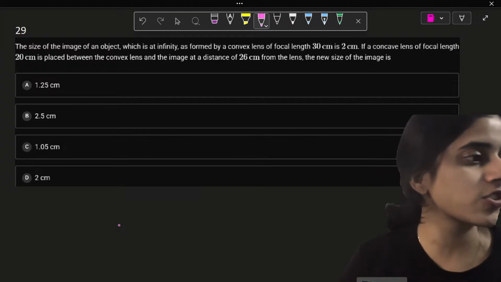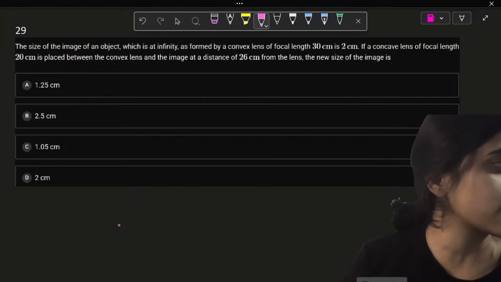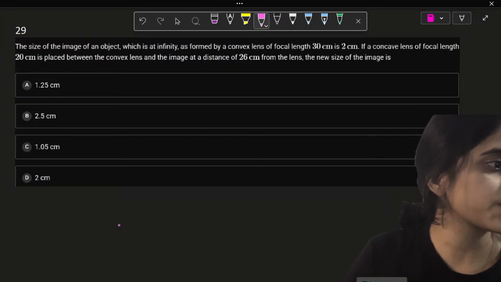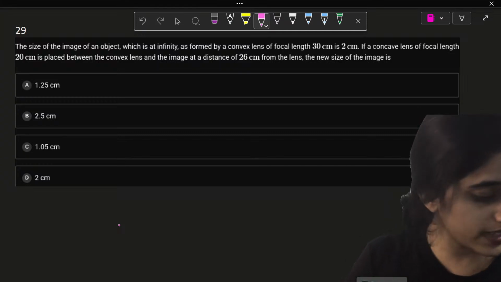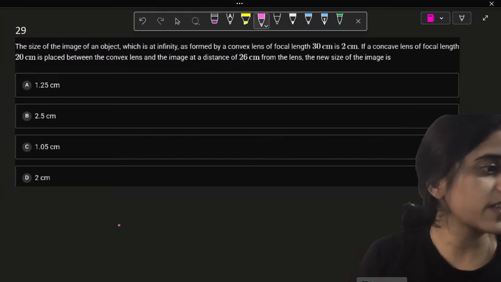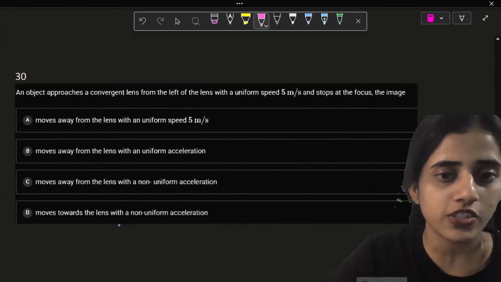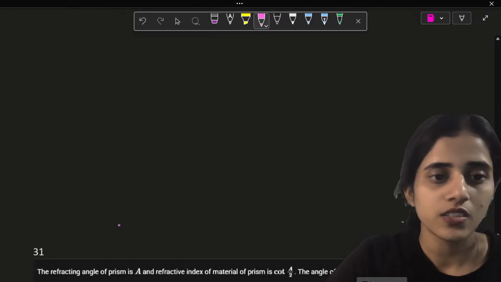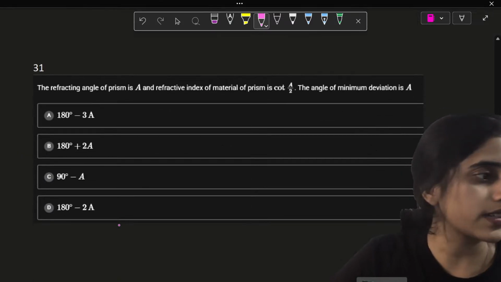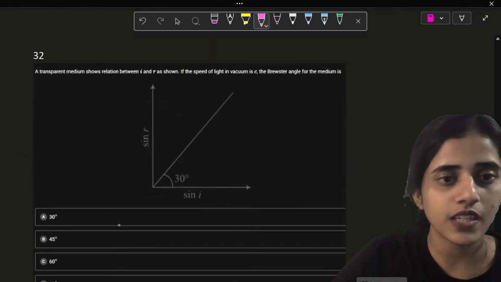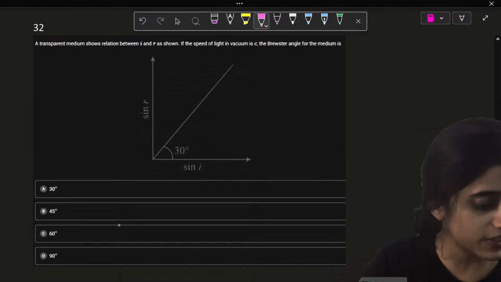Do you have the energy to do one more question or you want me to stop the class? What do you want to do? One more question? Those who have the energy, okay, I think we should do a different question. Let's do a different question. Which one? Yeah, we'll do this question. This has a graph and all.